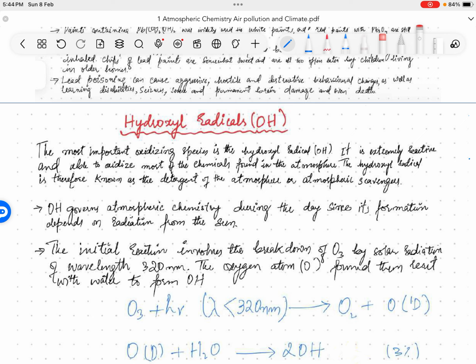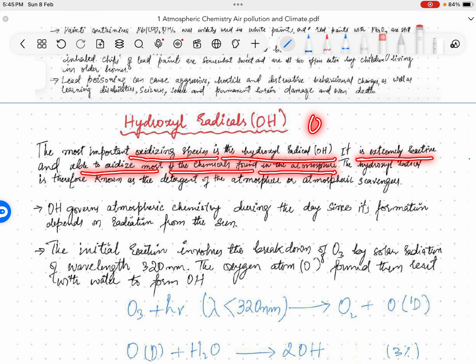Hello everyone. In this lecture we will be discussing the hydroxyl radical in the atmosphere. OH radicals drive most of the reactions in the atmosphere as it is the most important oxidizing species in the atmosphere. It is extremely reactive and able to oxidize most of the chemicals found in the atmosphere.